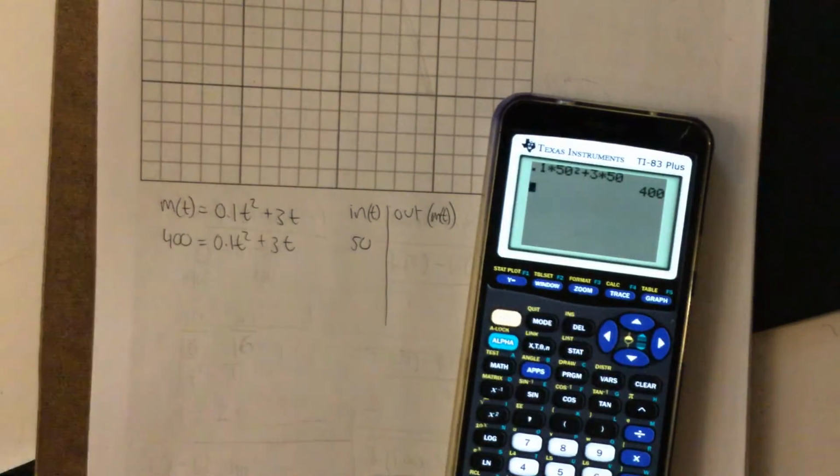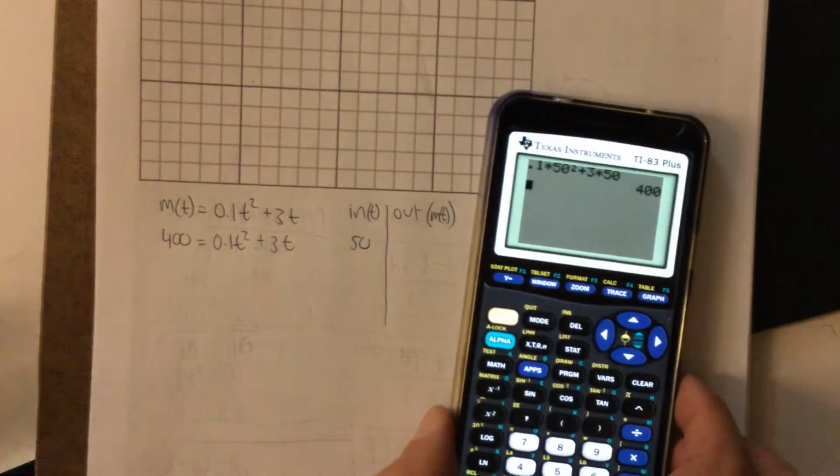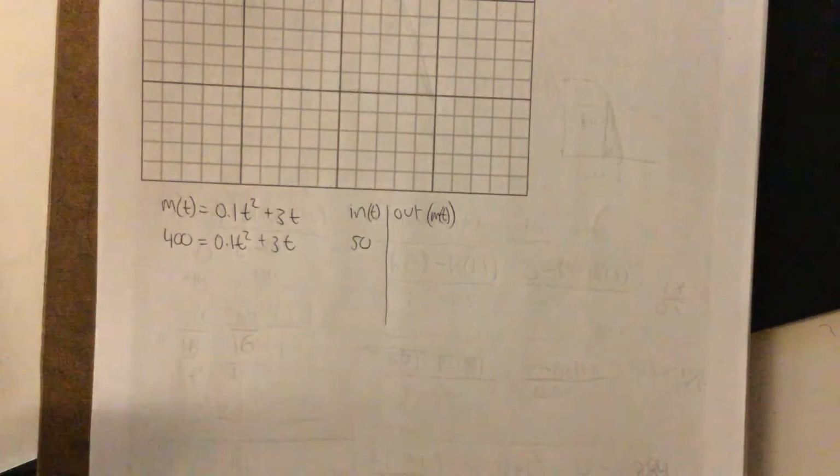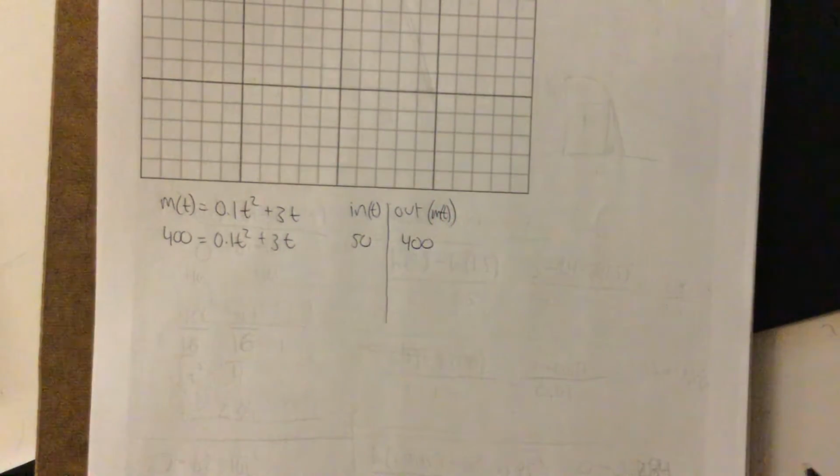Oh my gosh, you all, I'm a genius. I promise you I didn't even know that before. We just found the answer. It's equal to 400, so we know 50 is the answer. Wow, how nice is that?